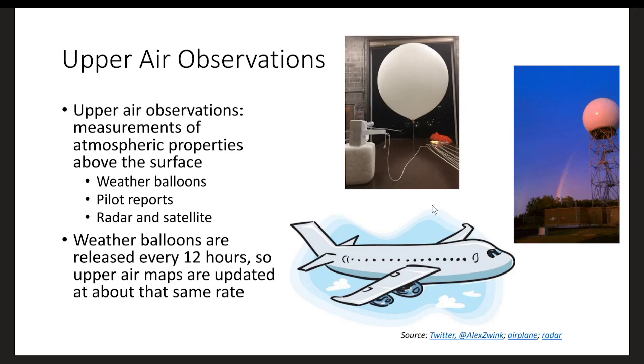Okay, let's talk about upper air observations. Let's give a brief overview. Upper air observations are measurements of the atmospheric properties above the surface, pretty good into the top of the troposphere. You really get up there. The ways that we get these measurements are weather balloons, pilot reports, radar, and satellite data. Weather balloons are released every 12 hours, so that's about how often upper air maps are updated.